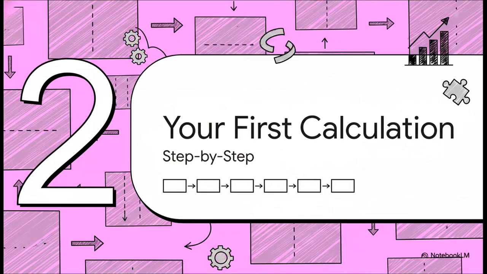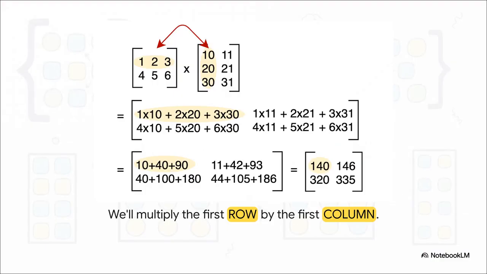Okay, theory is great, but let's actually do one. We're going to walk through the very first calculation together, nice and slow, so you can see exactly how this whole thing works. So we want to find that very first number, the one that goes in the top left spot of our answer matrix. To do that, we only need to look at two things. First, the first row of the first matrix. You see it? 1, 2, 3. And second, the first column of the second matrix. That's 10, 20, 30. That's it, just those two.